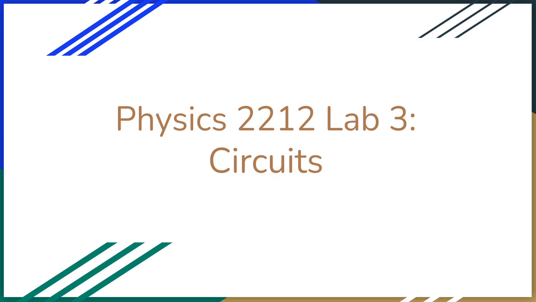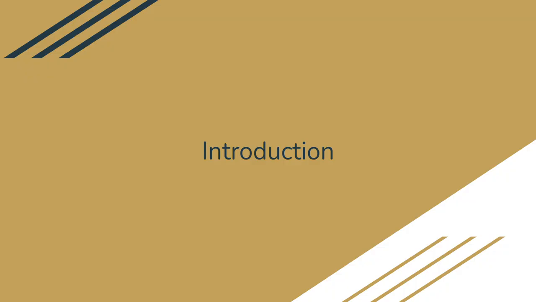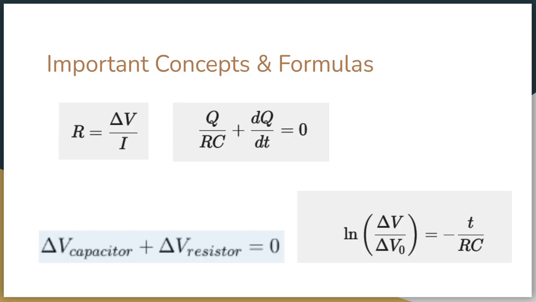Report over circuits. So a table of contents, we have our introduction, and then some lab results. Then we'll go on to questions and a conclusion. So the introduction of this lab was we wanted to predict and measure behavior of conventional currents in DC series circuits and RC circuits. And we do this using a program that will let us model these.